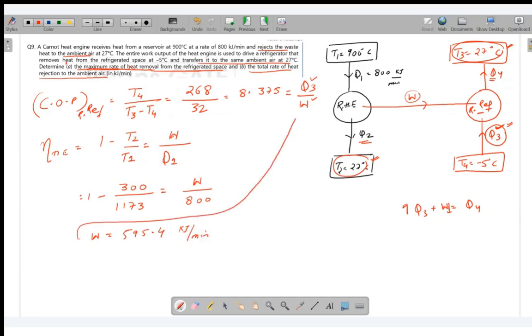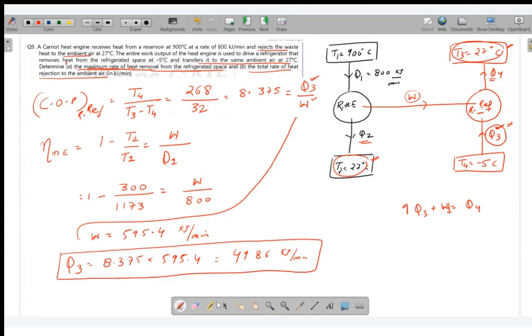Now I can substitute my work here and I can find out Q3. Okay, so Q3 is equals to 8.375 into work, which is 595.4. So Q3 is equals to how much? Calculated, Srujana. 4986, yes, kilojoule per minute. So this is your Q3. This is your first part, maximum heat removal.